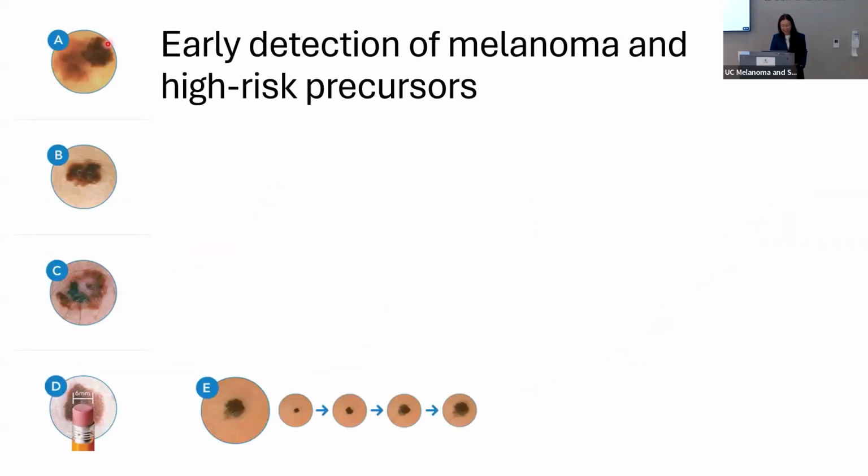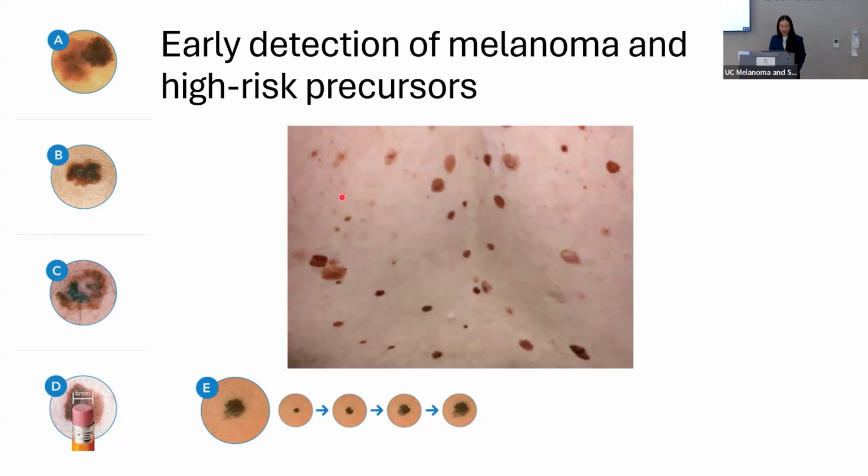So just to talk about how to detect melanoma, early detection and high-risk precursors, we have the ABCDEs of melanoma: asymmetry, irregular border, different coloration, a diameter greater than the end of a pencil eraser. And I think this one is really important for patients, and that's evolution, because it's the easiest for patients to track how their own pigmented lesions are evolving. And you can imagine, if you have a number of nevi, it can be challenging to monitor all of them and look for things that are evolving.